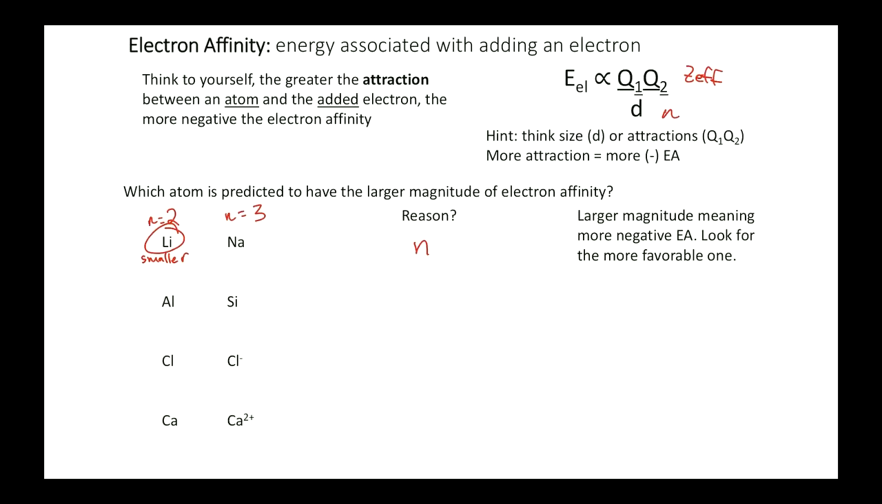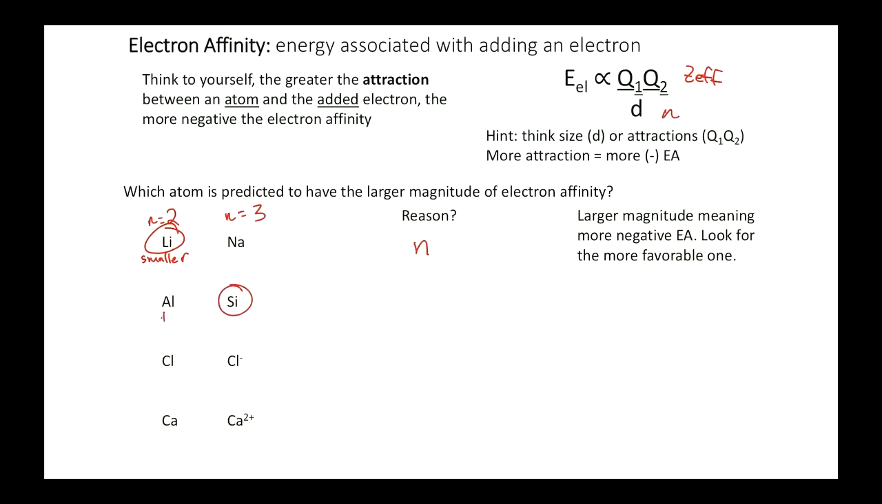Because in this example, lithium and sodium are the same Z effective. All right? So you can think about, the numerator is the same, but the denominators are different. Okay, aluminum and silicon. Which one will you get more energy back by putting an electron on it? Remember, we think about N value, we think about Z effective. In which scenario will that added electron be more attracted?